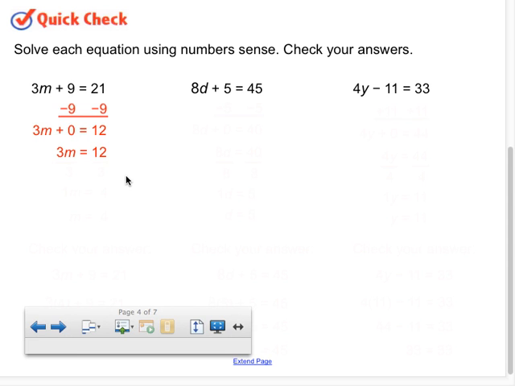Now we're going to divide both sides by what? Right. And then what do we get back? You get 1m equals 4, or m equals 4. Very good. Okay.